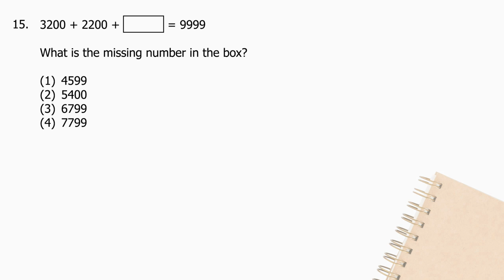Question 15. Add 3,200 to 2,200 and to missing number, and the sum is 9,999. What is the missing number in the box?